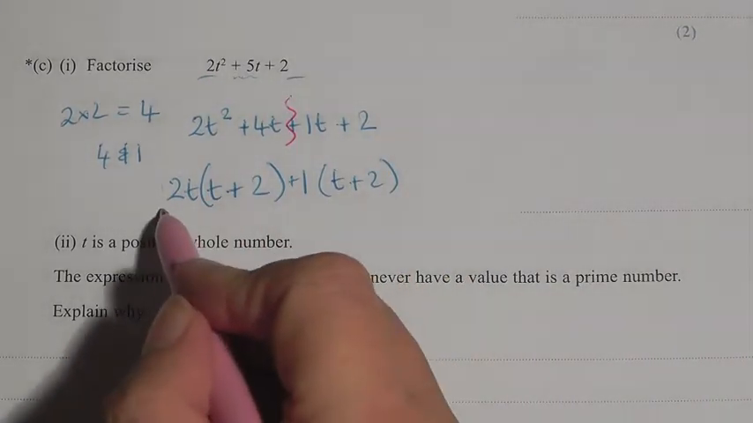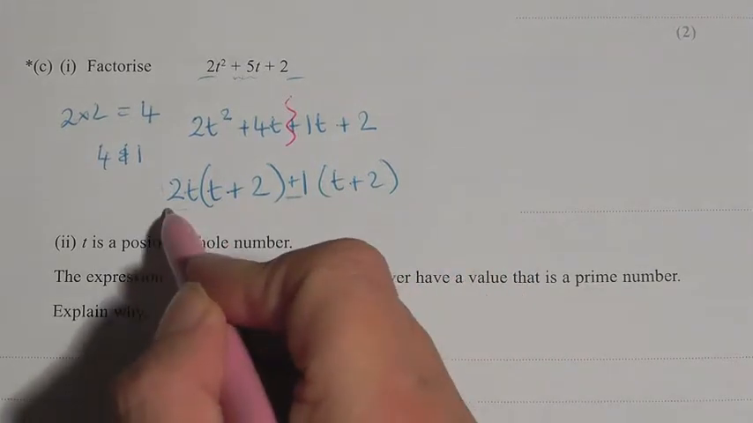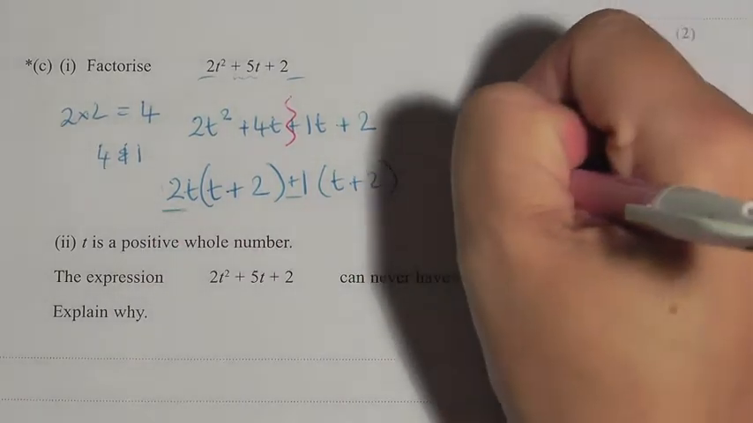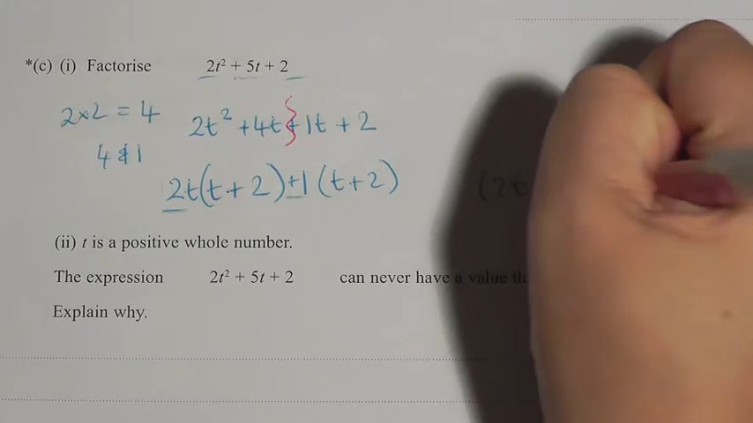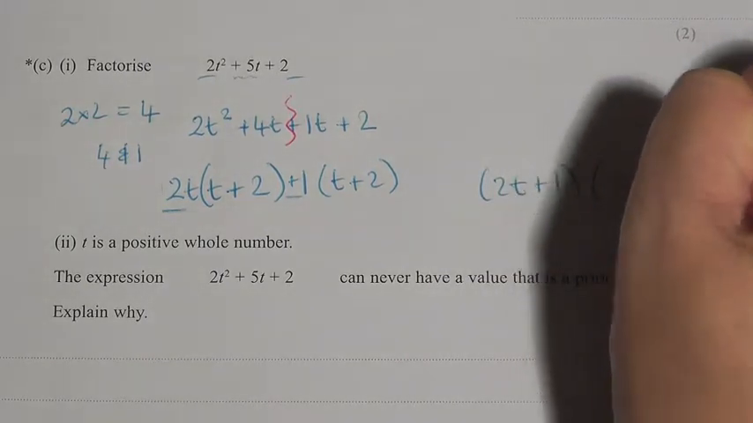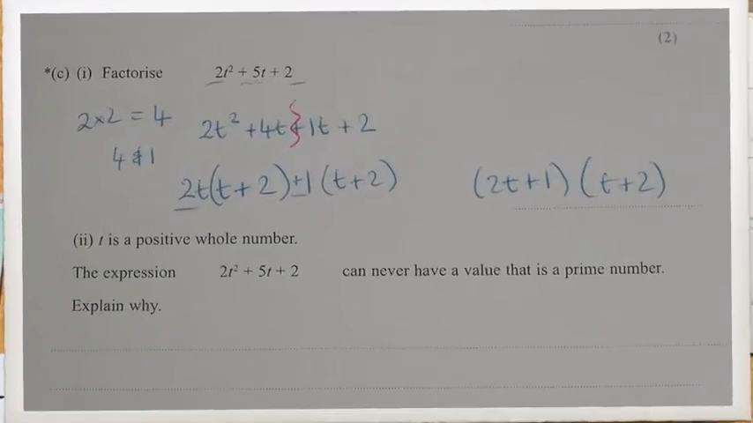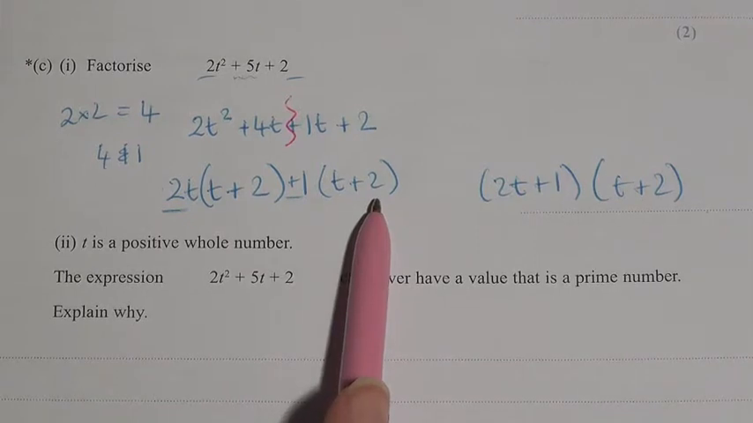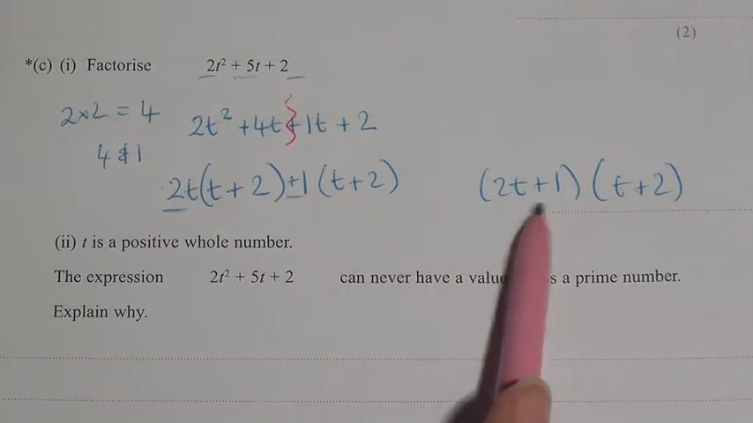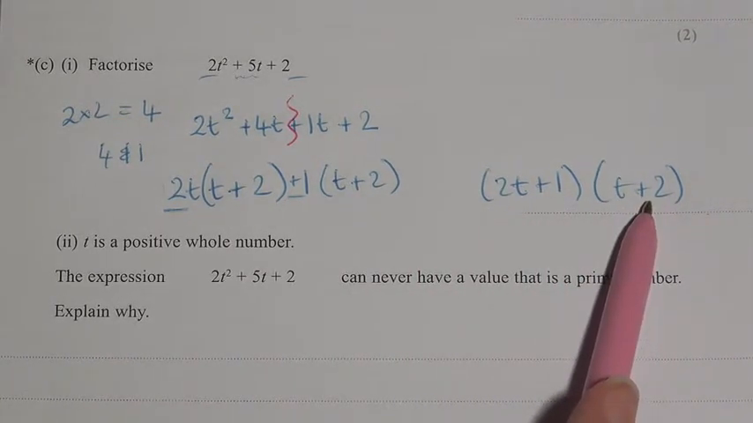Then I just need to take my numbers that aren't currently in brackets, and put them in 1. And my other bracket will be t plus 2. And then it's done. If you got this far, you would get 1 mark, and it's 2 marks for getting to the complete full answer.